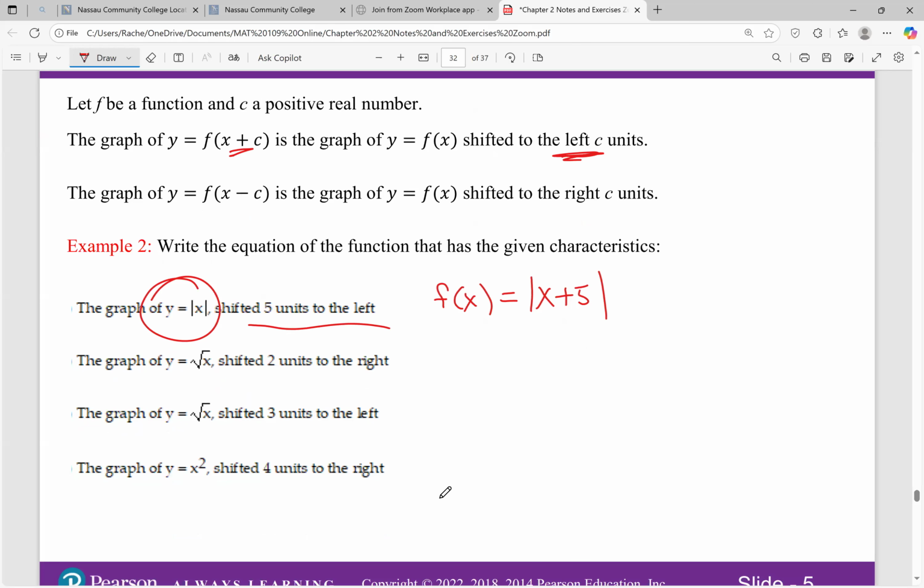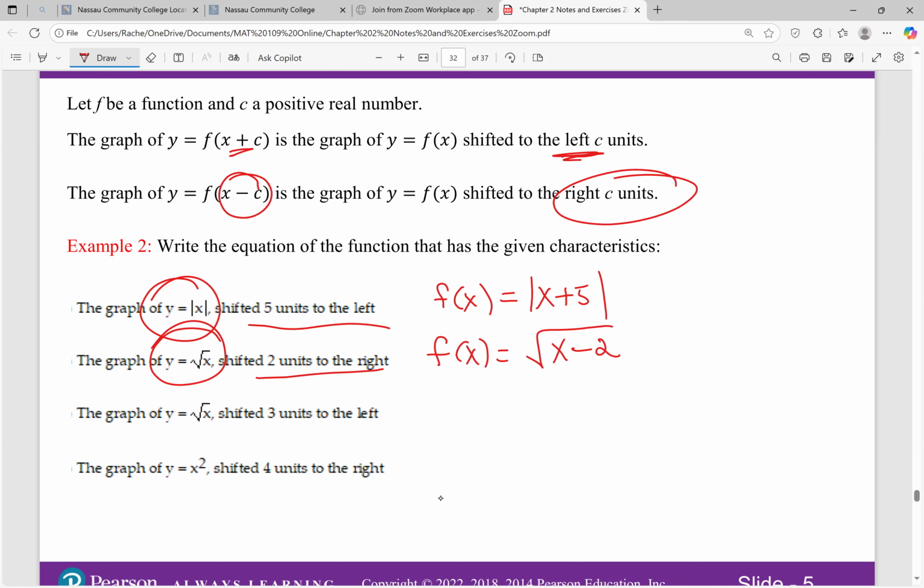The next one, we want to take our square root function and shift it 2 units to the right. So f of x is going to be equal to the square root of x. And now, since we're moving horizontally, it's an inside change, right? We have to either add or subtract from x. And we want to go 2 units to the right. So we're going to subtract 2, right? Because if we want to go to the right c units, we subtract c.